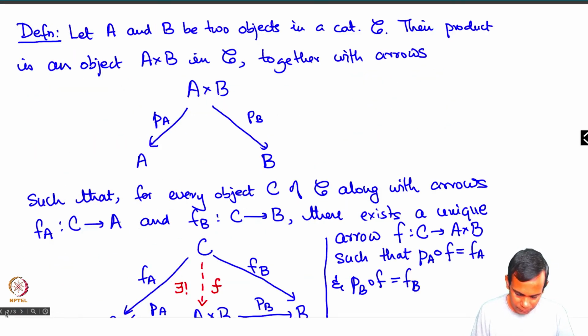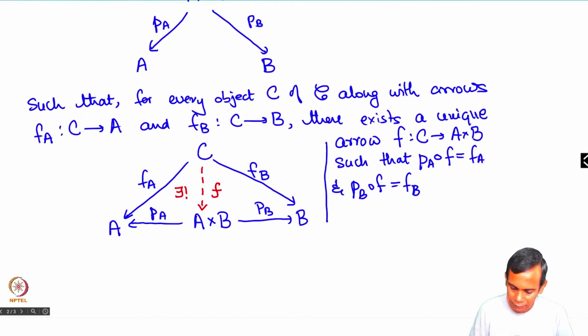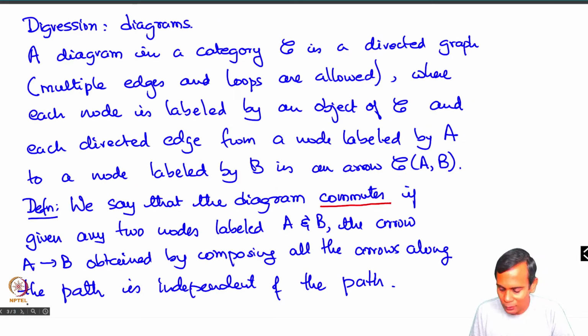Okay, so in this picture, for example, if you take all the paths from C to B, well, there are only two directed paths: one going directly from C to B and the other going from C to B via A cross B. The direct path just gives rise to the arrow FB, and the other path gives rise to the arrow PB circle F. Okay, so this is probably easier to understand on an intuitive level rather than writing long definitions.